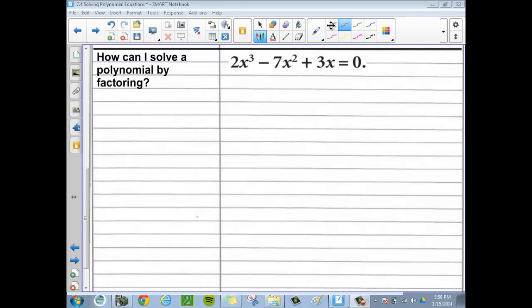So the first thing I want to do is see, can I take anything out? Is there a greatest common factor between the 2x to the third, the negative 7x squared, and the 3x? Well, you can't factor any numbers out, but each of these has an x. So my first step would be to take that x out. And then what I have left is 2x squared minus 7x plus 3 equals 0.